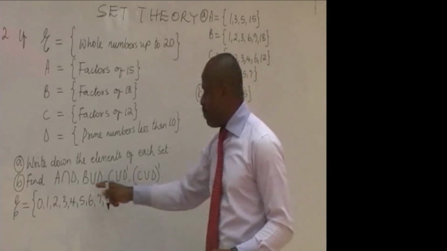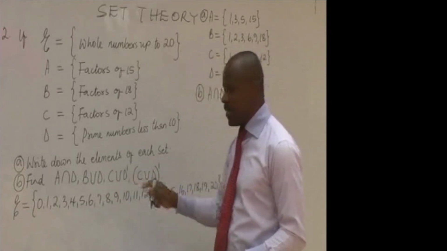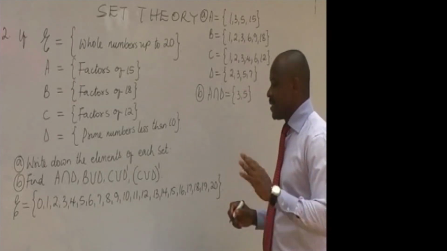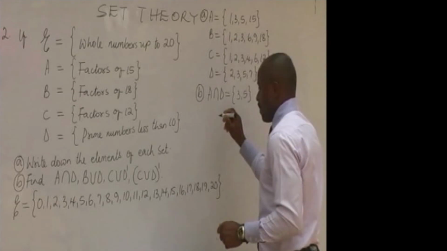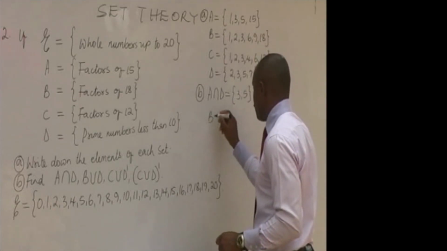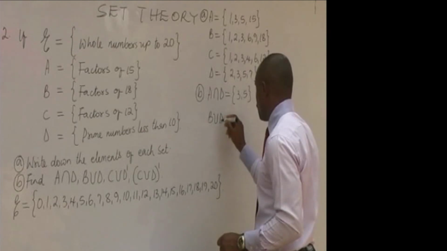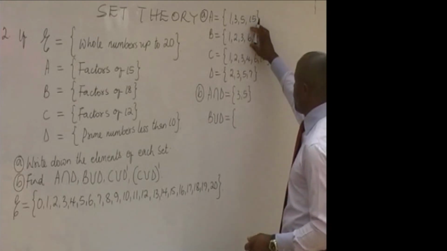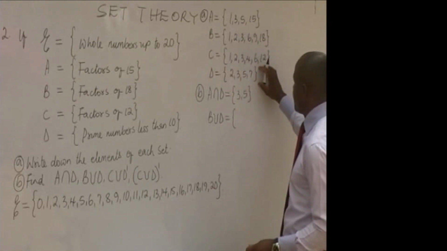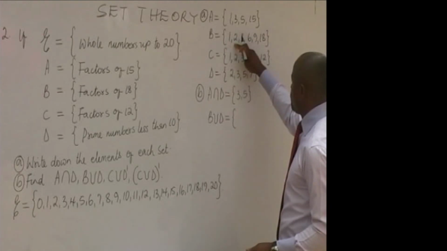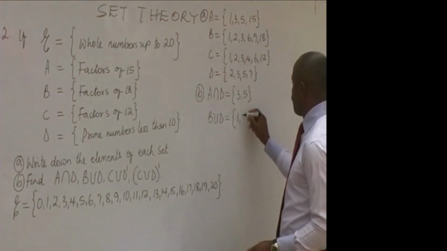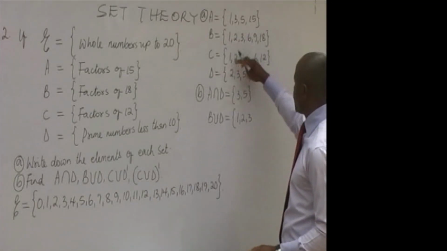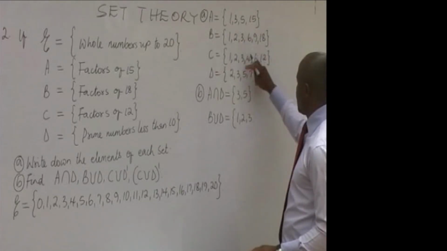The second one is B union D: all the members of set B and all the members of set D. These are members of set B and these are members of set D. 1, 2, 3. Just don't repeat any number. 1, 2, that's 2 here, that's 2 here, 3, then 5.